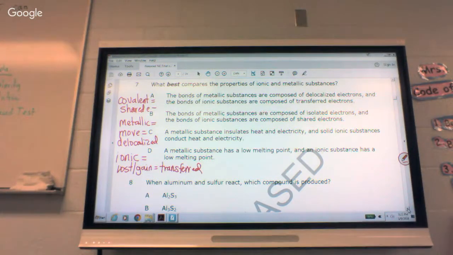It was closer to metallic. They were still pretty strong bonds. They had a pretty high melting point. Who was brittle? Ionic was brittle.